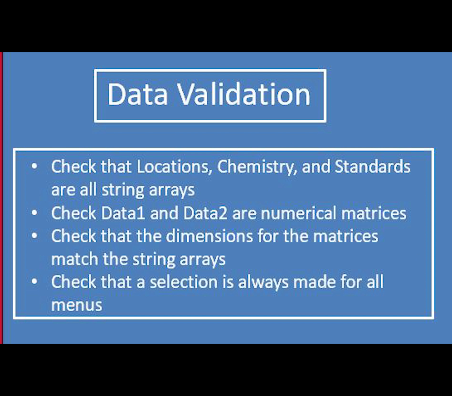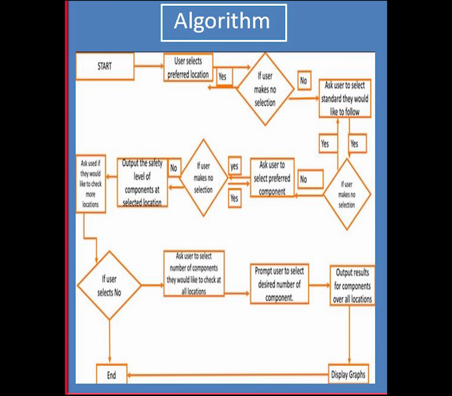life in India. For our data validation, we checked that location, chemistry, and standards were all string arrays. We checked that our data 1 and data 2 were all numerical matrices. We checked that our dimension for our matrices matched the string arrays we had. We checked to ensure that the user made a selection with every menu that popped up. Location, we go on to ask them to select the standard they would like to follow.